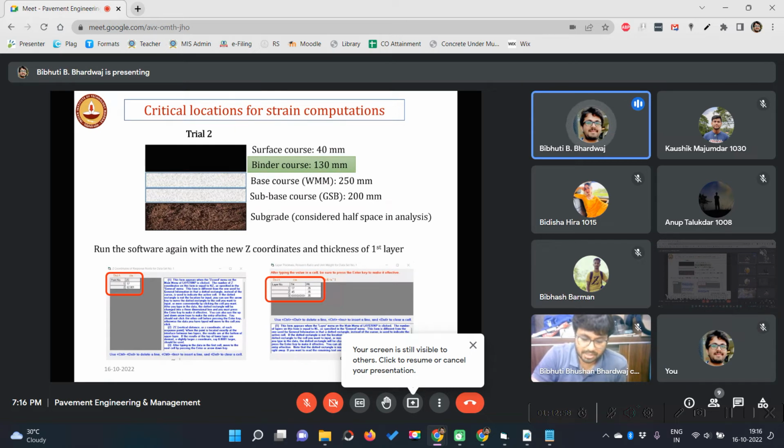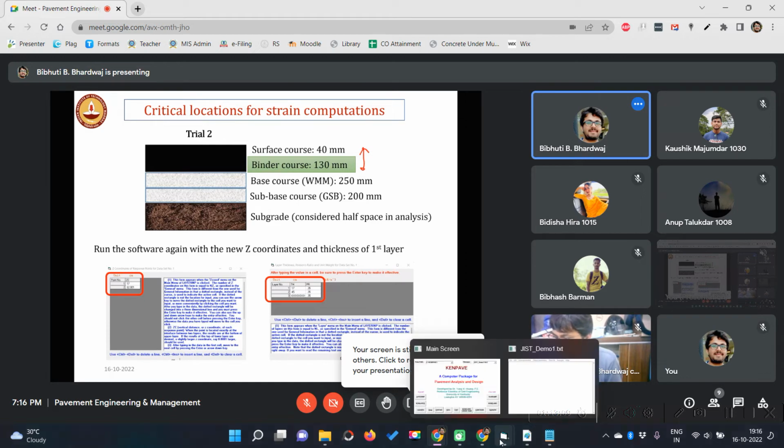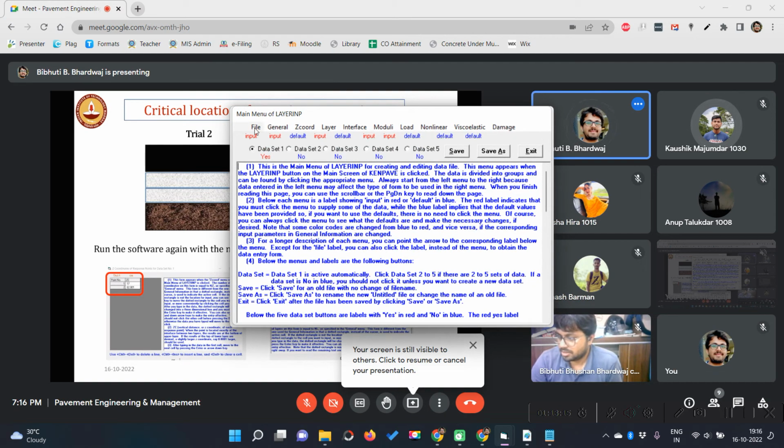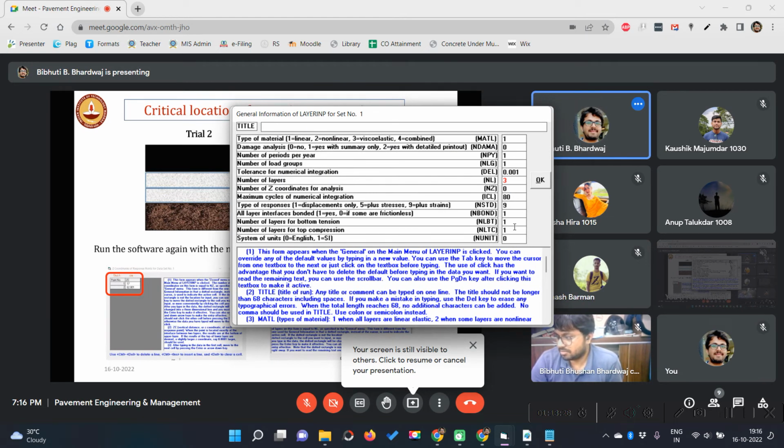We will make it 130. Now this layer has become 130. So can you please open KENPAVE again? Now you will tell me. I will not tell you the trick now. I will start with new only. So you guide me. What shall I write in general?